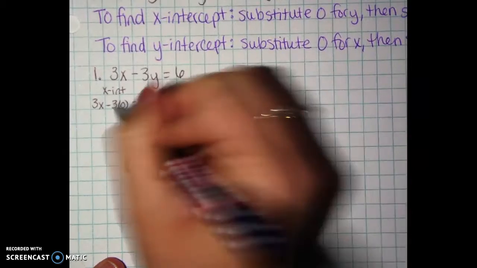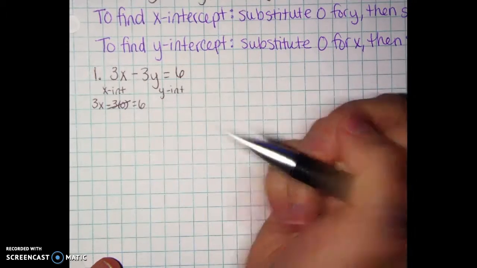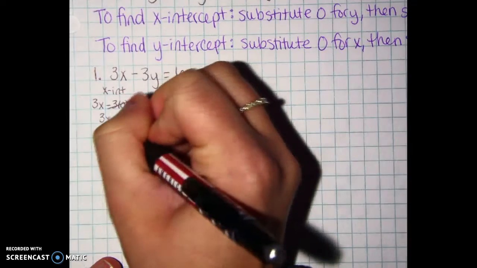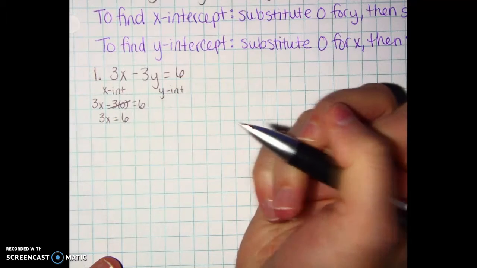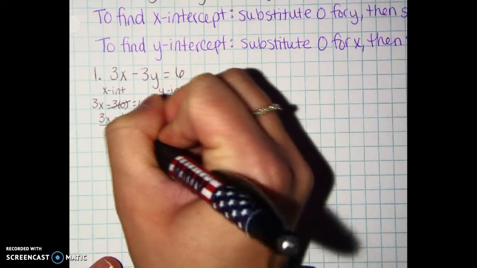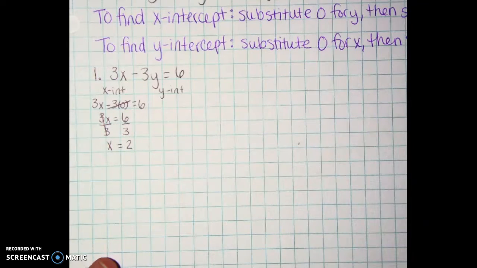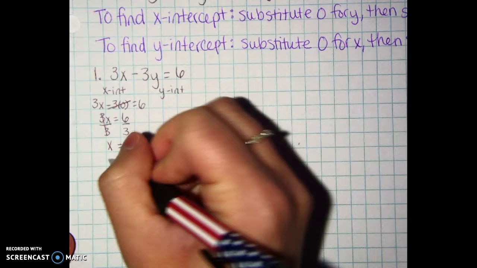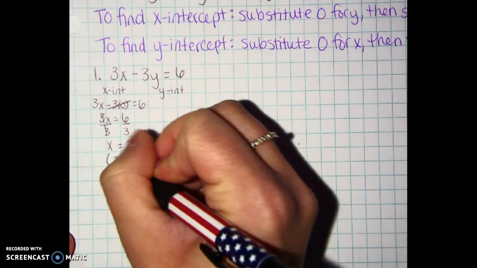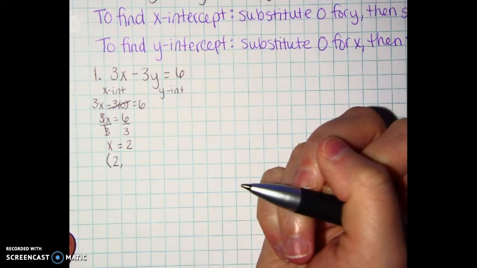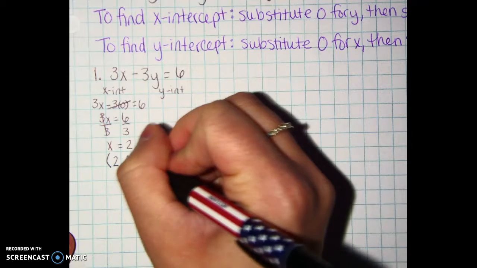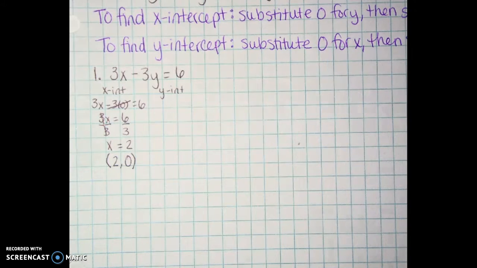3 minus 0 is 0. I just usually cross it out, and then I'm going to put 3x equals 6. Divide both sides by 3. X equals 2. And this is my x-intercept. So the point, the x is the 2, and hopefully you remember that we plugged in 0 for y. So that's one of the points I'm graphing. Now I'm going to go find the y-intercept.